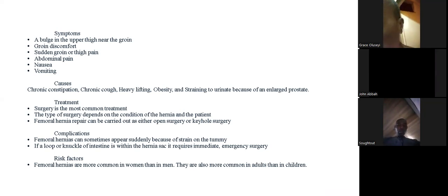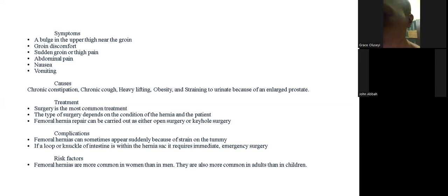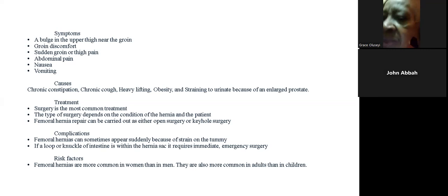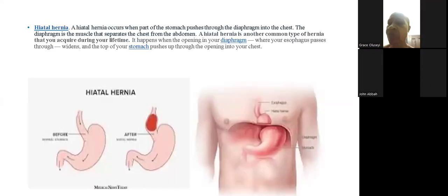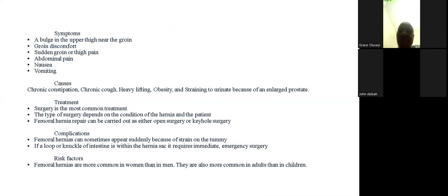Now, the patient will equally complain of abdominal pain, feeling of vomiting, and sometimes in some cases, you find the patient vomiting outrightly. Now, some of the predisposing causes are lifting of heavy things, obesity, when you strain, especially when you are urinating, or when the patient has an enlarged prostate. These are some of the predisposing causes of this femoral hernia.